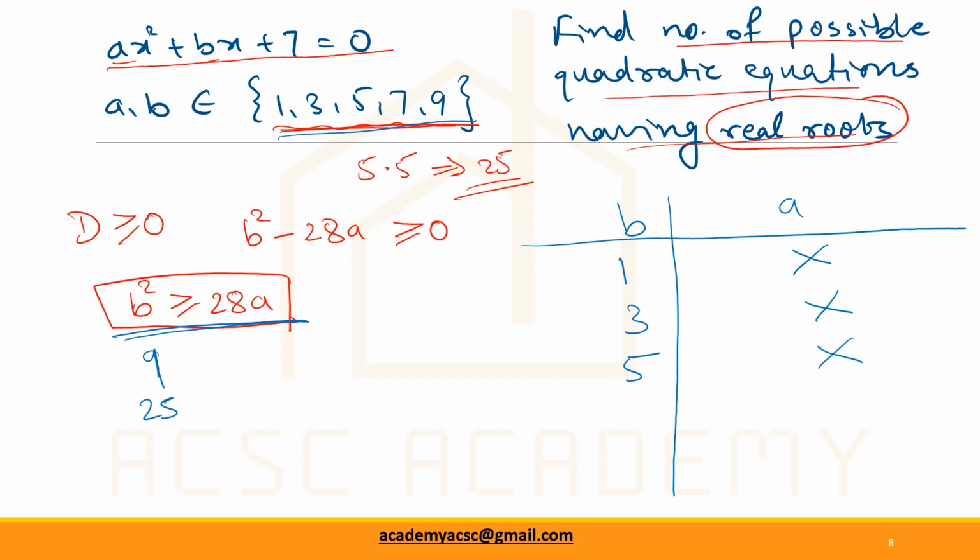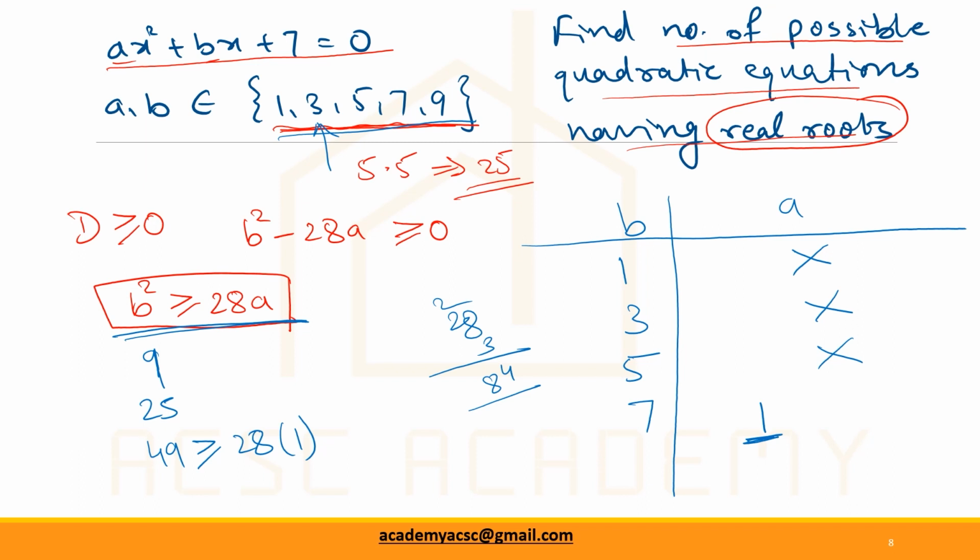Then when we take b as 7, the left side becomes 49. Now this 49 will be greater than or equal to 28 times 1. When we take a equal to 1, it will hold true. When we take a equal to 3, then it becomes 28 times 3, that is 84, so it's not holding true. So there is only one possible value for b equal to 7, that is a equal to 1.